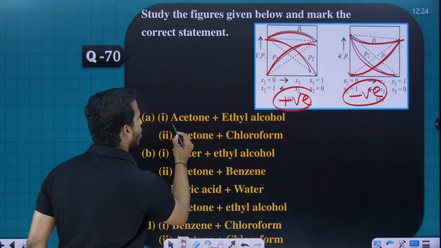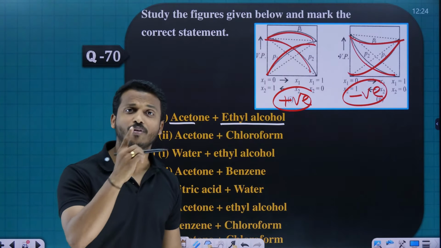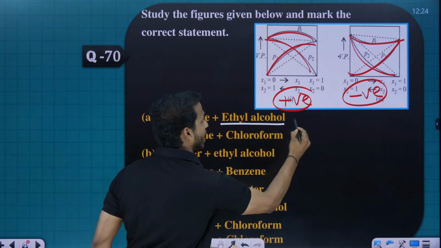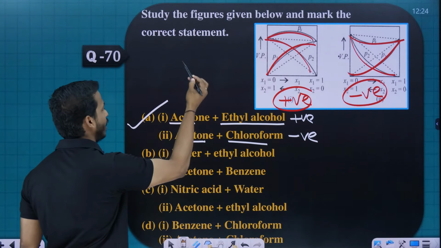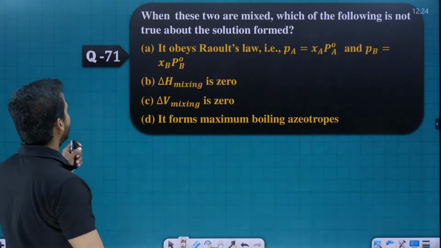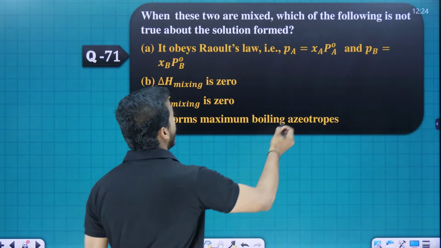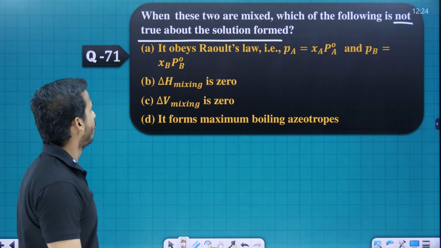Example, see, acetone and alcohol. Acetone with ethanol, acetone with methanol, acetone with alcohol are positive deviation, and acetone and chloroform is negative deviation. Option A is the answer. 71. When these two are mixed, which of the following is not true about the solution formed?